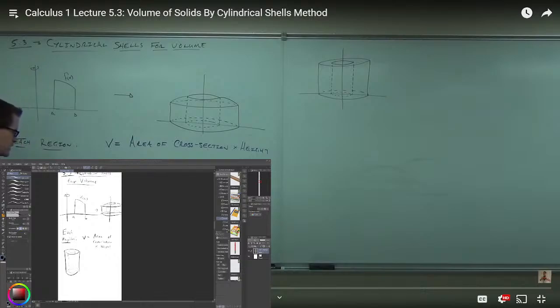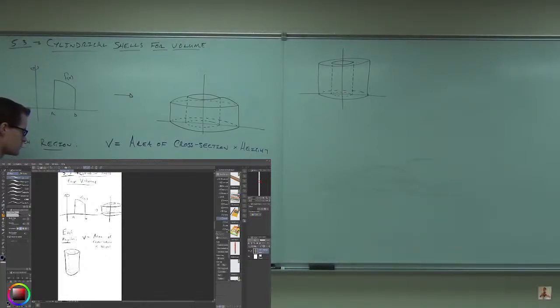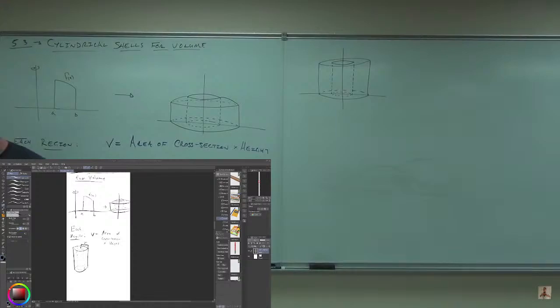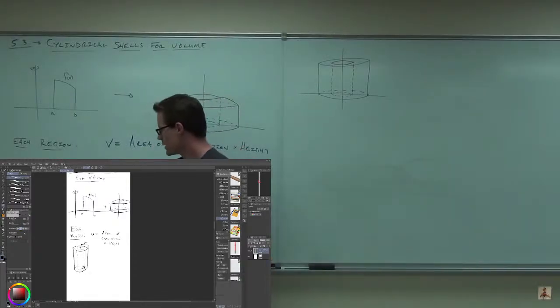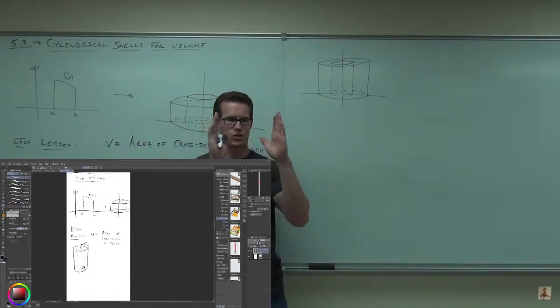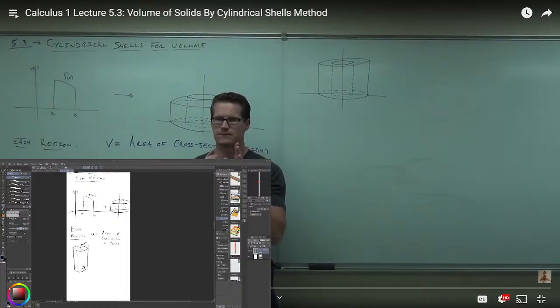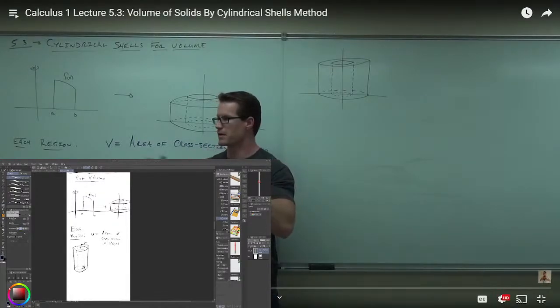Well, every circle has a radius. Let's call this one R1 and this one R2. So radius 1, radius 2. Radius 1 would be the radius of the larger circle, radius 2 would be the radius of the smaller circle. How do you find the area of a cross section? Area of the circle.